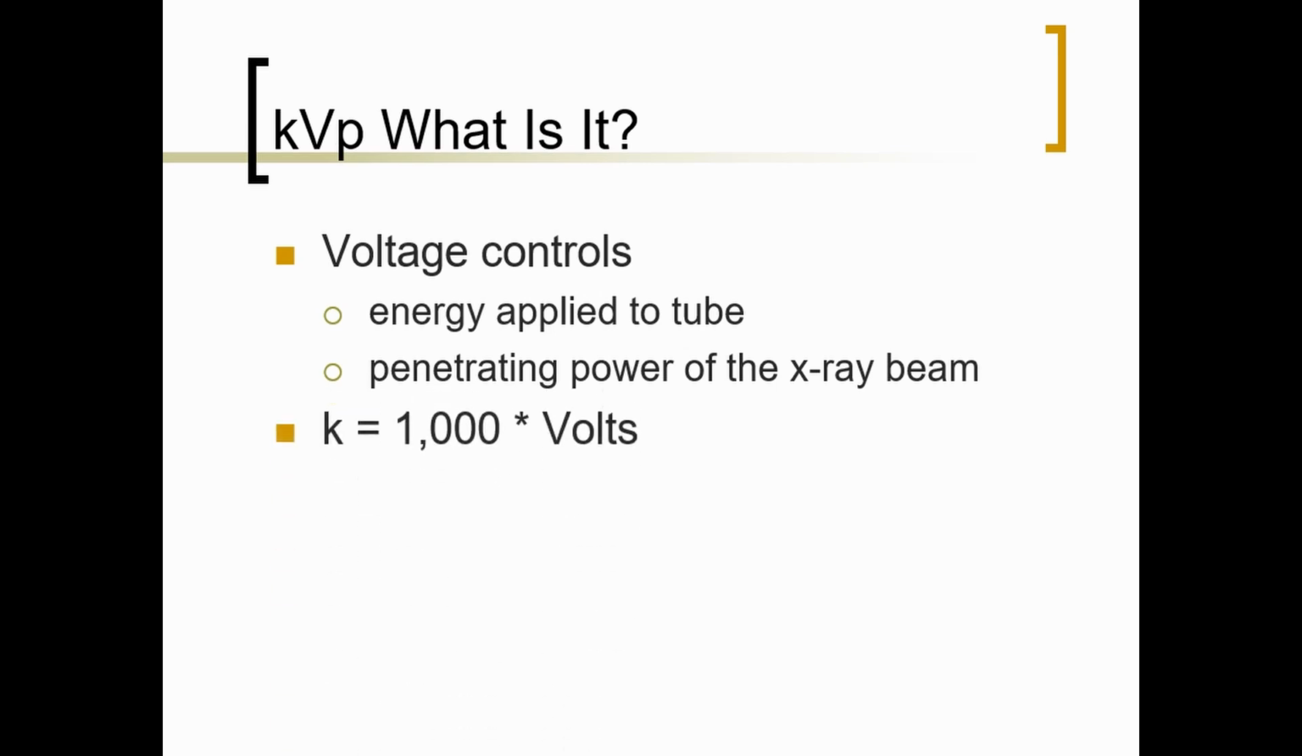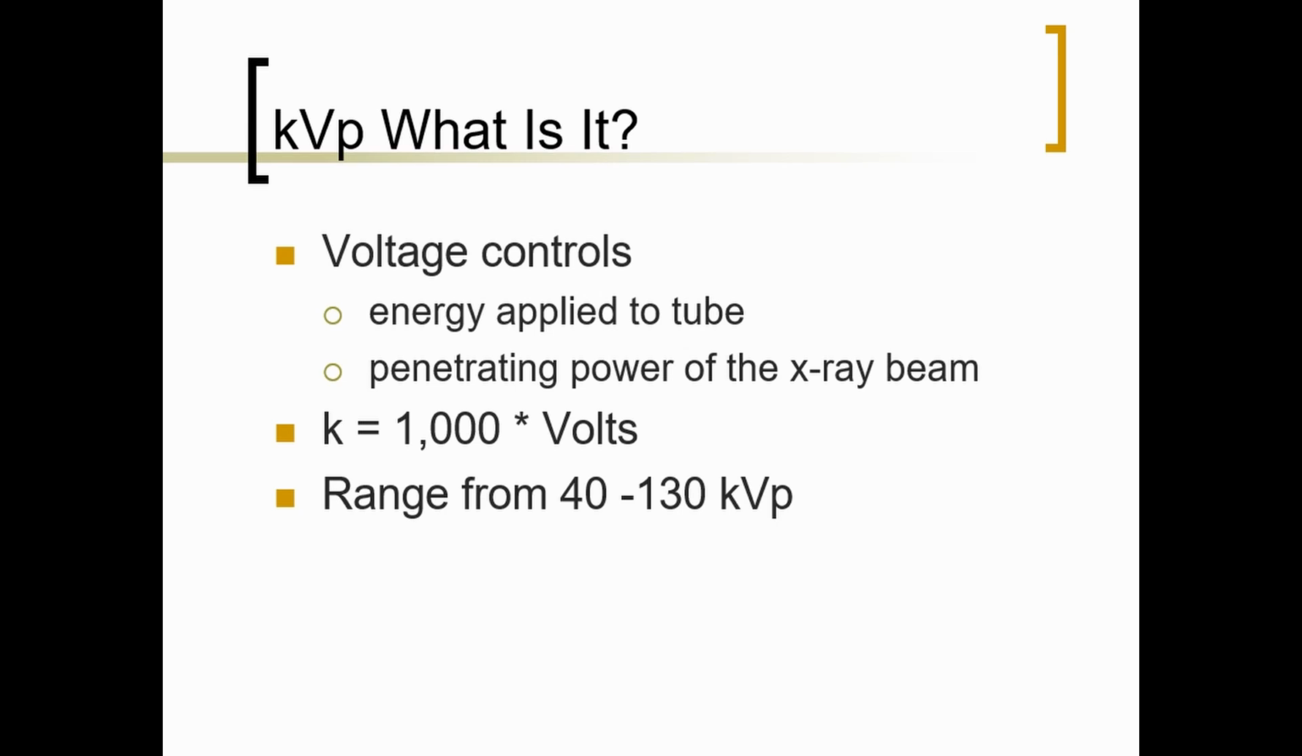The K in kilovoltage is short for 1000, so any number of kilovolts can be multiplied by 1000 to derive the true number of volts in use. Most X-ray techniques fall in the range of 40 to 130 kilovolts. In terms of volts, this translates from 40,000 to 130,000 volts.